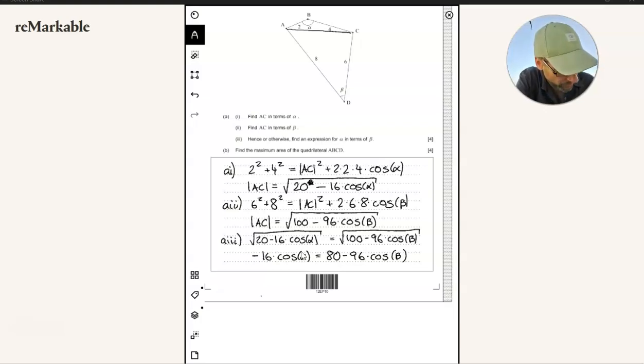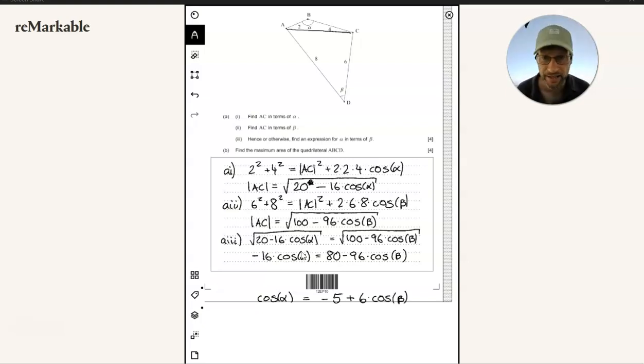Yeah, let's do that. So cosine of alpha is equal to 80 divided by 16. I think that's even nice. I think that's 5, isn't it? 5 times 16, that's 80. So we get minus 5, because we're dividing with a negative number, and then the minus becomes a plus, and the 96 divided by 16, that's just 6, so that's 6 times cosine of beta.